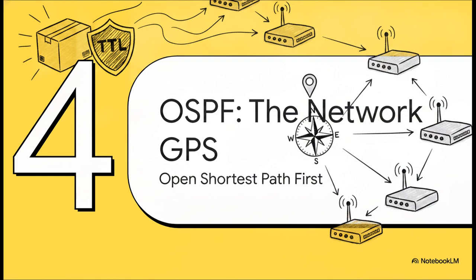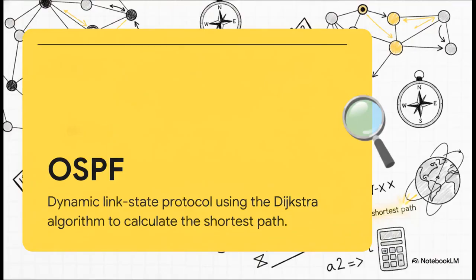With our shipping label attached and protected by that TTL, routers need a way to actually find the absolute fastest path to the destination. And that's where OSPF comes in. It stands for Open Shortest Path First. It's an open standard, dynamic link state routing protocol. Honestly, the easiest way to think about it is like a real-time GPS system for the internet.